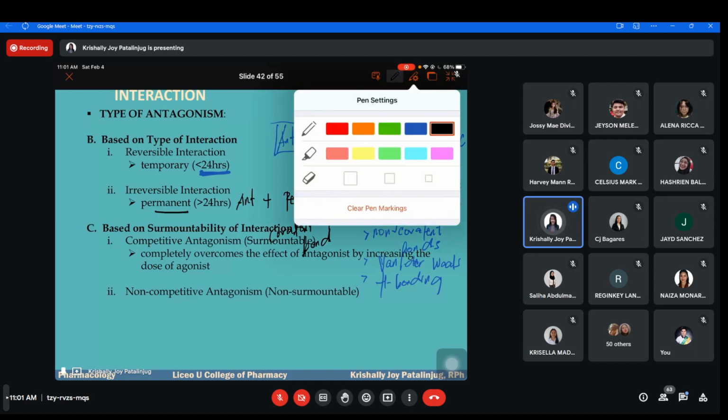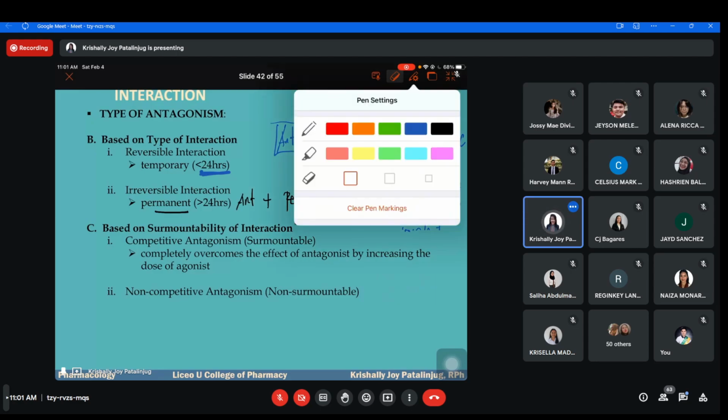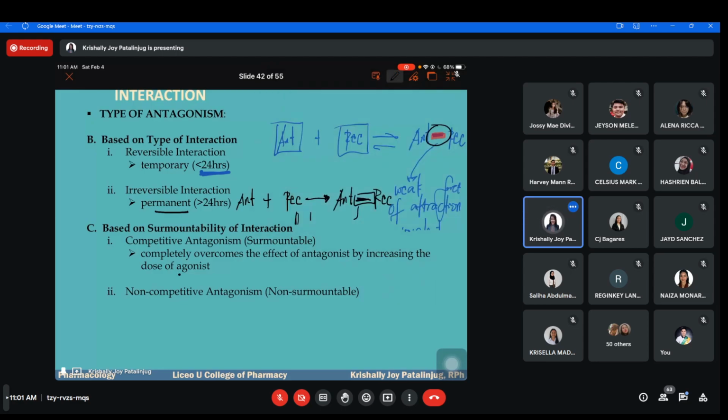Pwede nating ma-overcome, let me erase first. Pwede nating ma-overcome yung effect ng antagonist by simply increasing the dose of the agonist. Let's say this is the receptor. And then the antagonist that tends to bind to the receptor, eliciting an effect, can be overcome, can be surmounted. How?